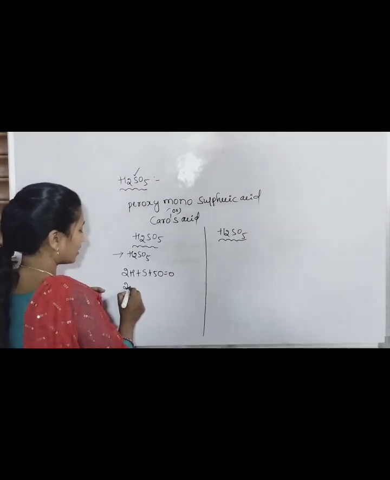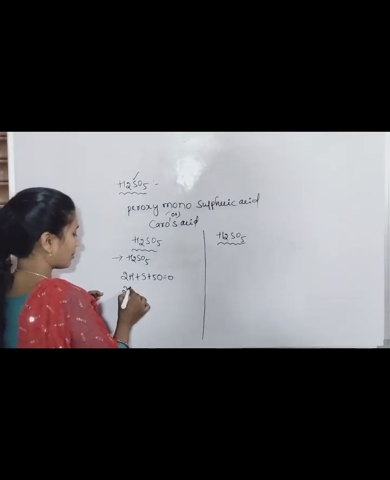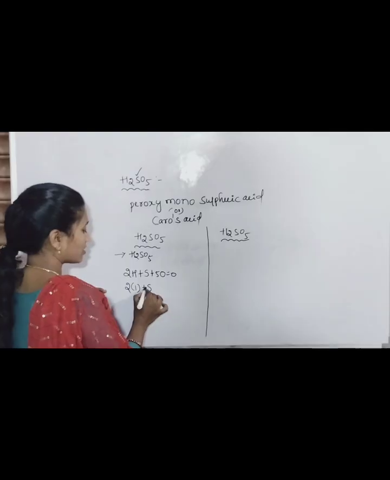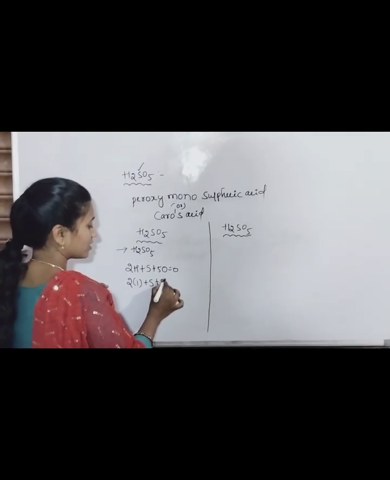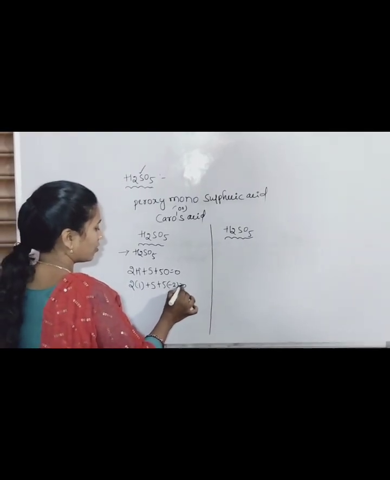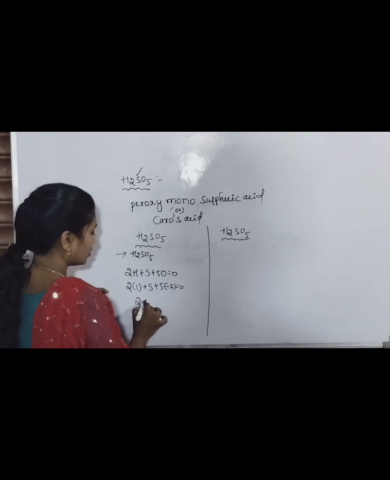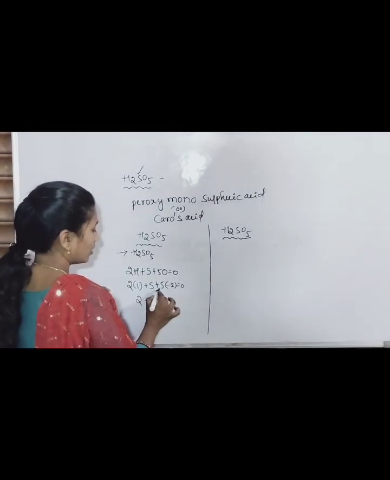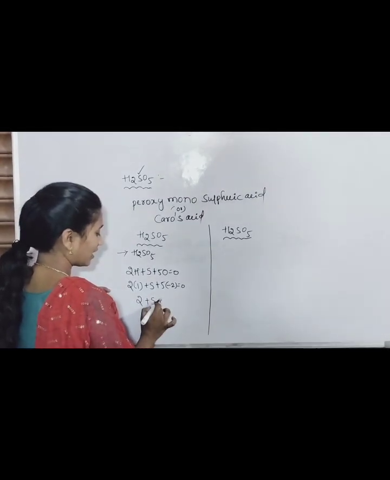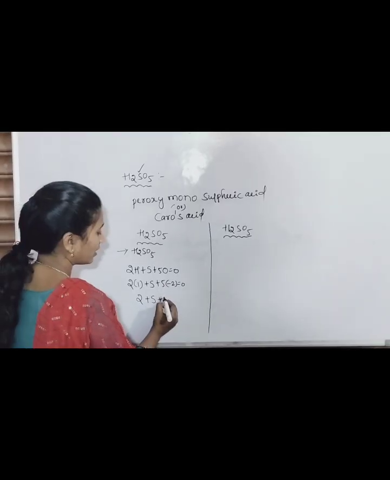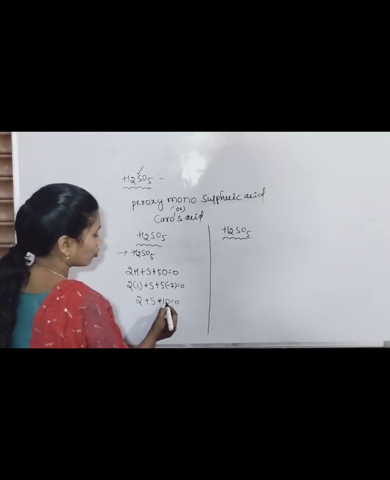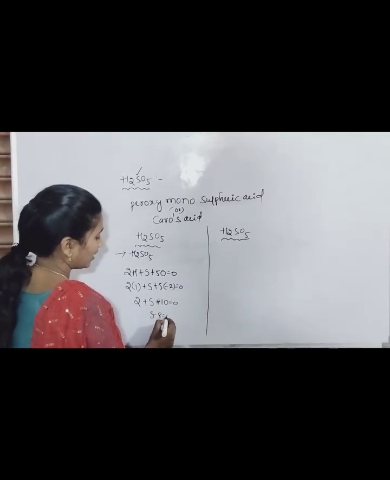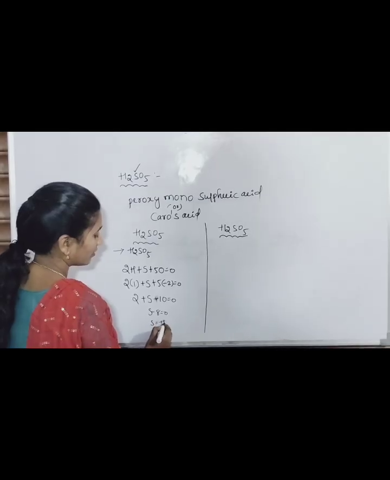Now for hydrogen atom the value of oxidation number is plus 1. Sulfur we need to calculate. For oxygen, minus 2, we know it. This is equal to 0. So 2 into 1 is 2, plus S, plus 5 into minus 2. 5 2s are 10, equals 0. So 2 minus 10 becomes minus 8 equals 0. S is equal to plus 8 we got.